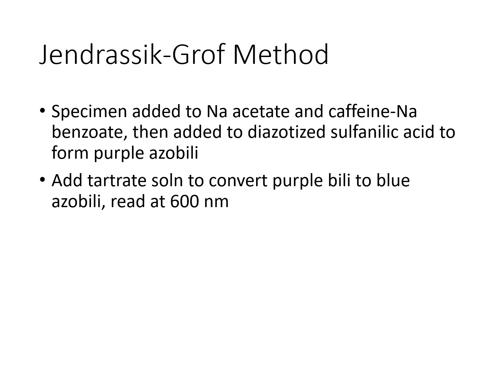The Jendrassik-Grof bilirubin assay, so the step-by-step process here. We have specimen preparation. Serum specimen is first added to a solution containing sodium acetate and caffeine sodium benzoate. These chemicals act as accelerators, improving the reaction efficiency between the bilirubin and the diazo reagent. The treated specimen is then mixed with the diazotized sulfanilic acid. This results in the formation of a purple azobilirubin complex.